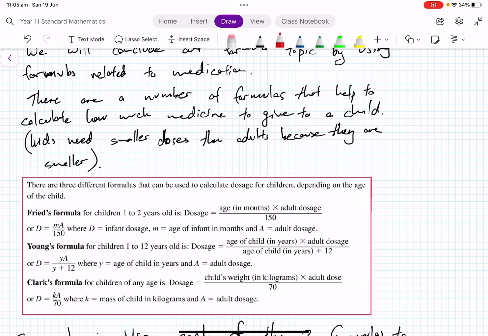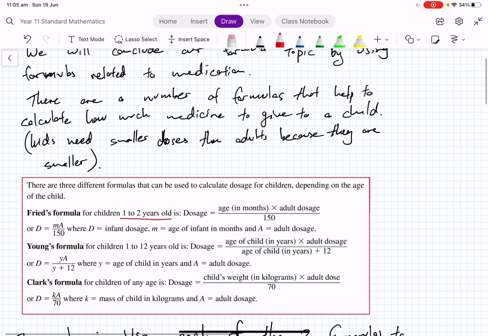There's Fried's formula, where it's age in months times adult dosage over 150. Notice this is for 1 to 2 years old, which is age in months, times the adult dosage in milliliters typically, but it can be any unit actually, because it will give the same unit as your output. So that's only for 1 to 2 years old.